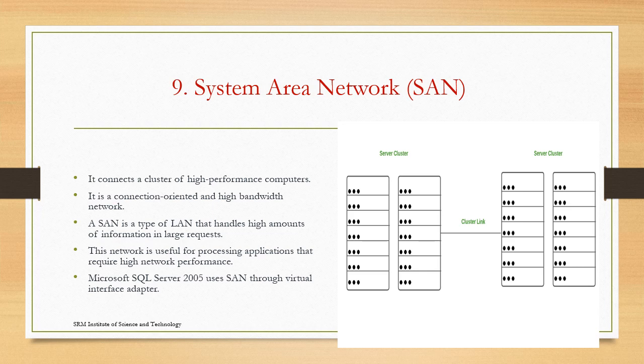And the next thing is system area network. System area network means a server cluster will be there, and one more server cluster will be there. Same like the previous thing, a single server, in that server multiple systems will be connected, and one more server, in that also multiple systems. So the connection between these two server links is called a cluster link.